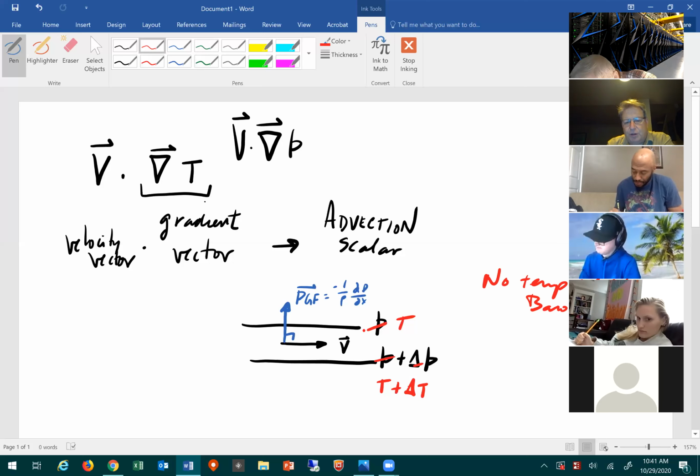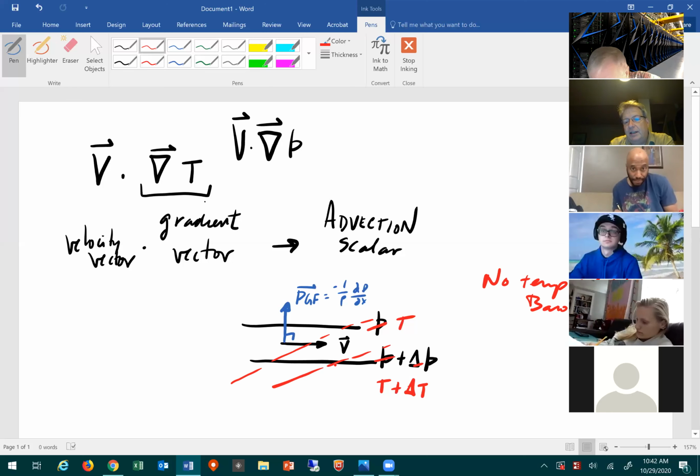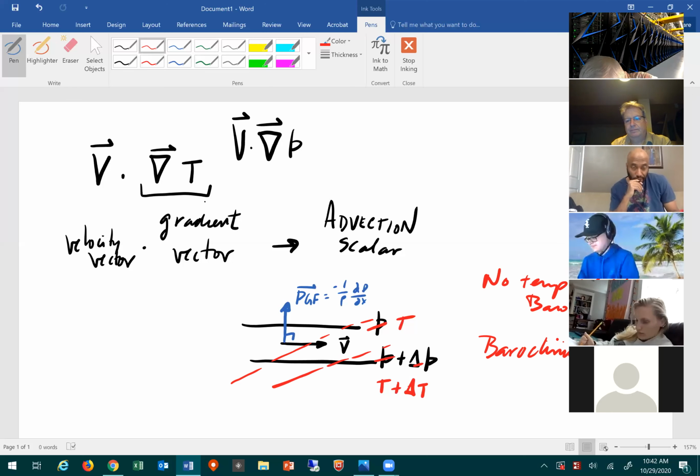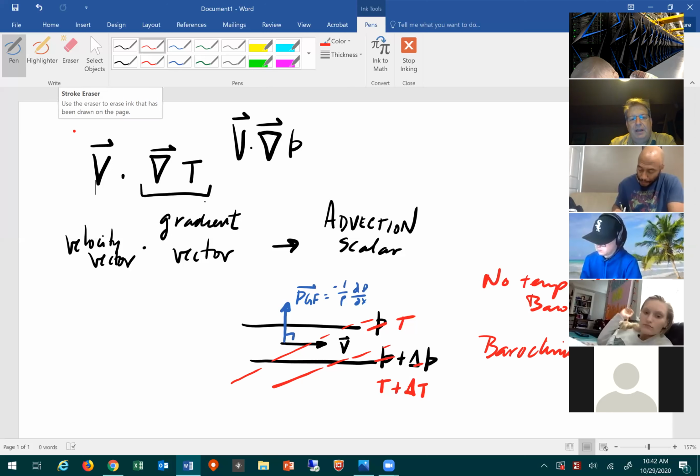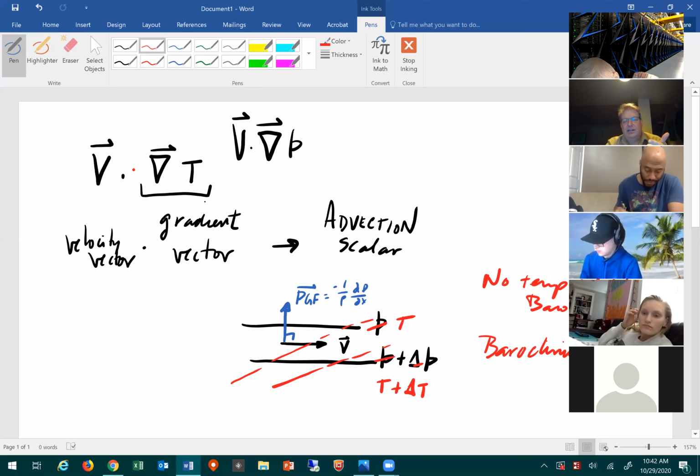But if the isotherms were dashed like this, do you agree that they're no longer parallel anymore? And I'm advecting. And what do we call it when isotherms intersect isobars? Baroclinic. Okay, now, does that make sense? So I've defined gradient, I've defined advection, I've defined divergence.